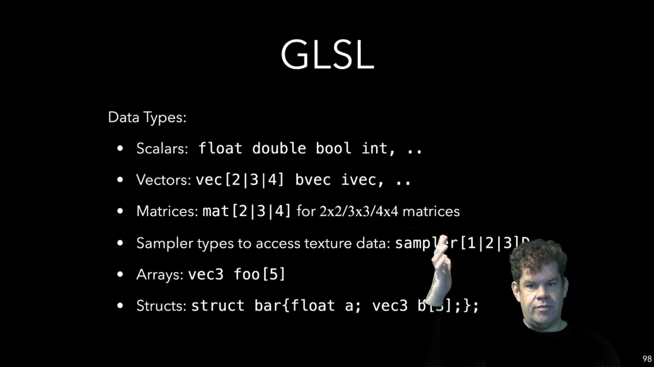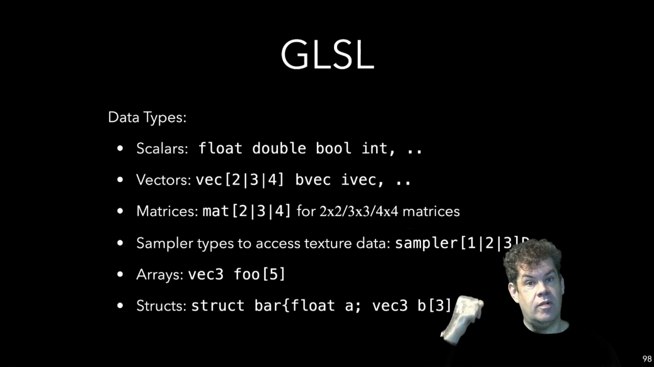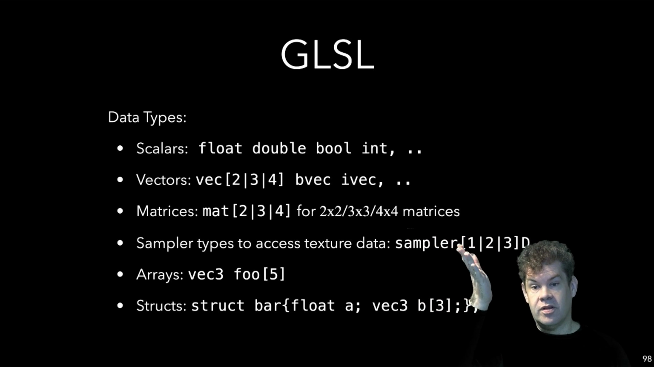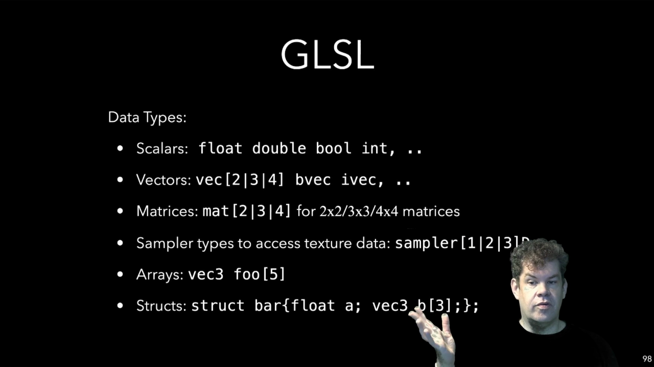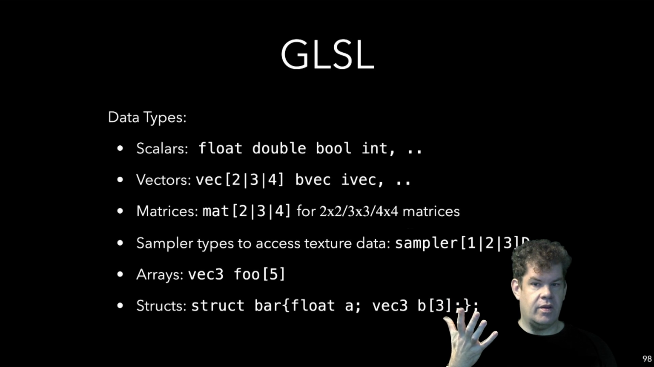But what do they have? Data types: float, double, boolean, int, the usual stuff. If you know C or Java, relatively similar. But they also have vector data types, matrix data types, texture data types, which we call samplers, and they can do arrays and structs. So there are things in there that go beyond C.